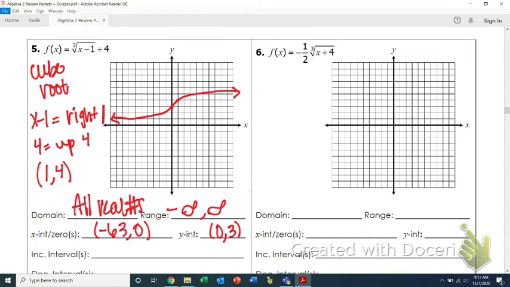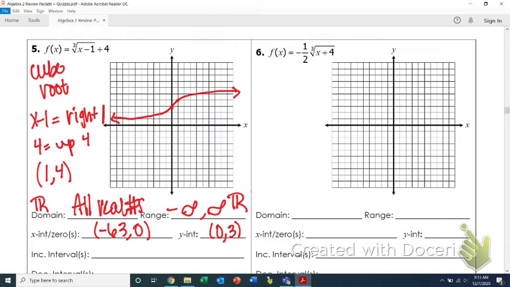Now, what I've uploaded for the answer key is the opposite. I have written the y-intercept on the x and the x-intercept on the y, okay? So just be sure you flip those, okay? I've also written this fancy R. All that means is all real numbers, okay? Nothing fancy, just all real numbers.